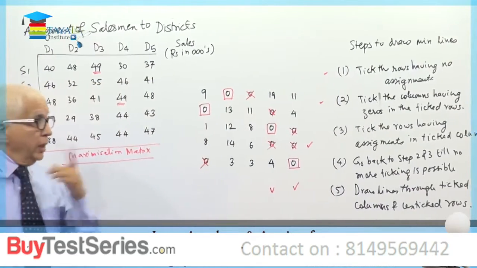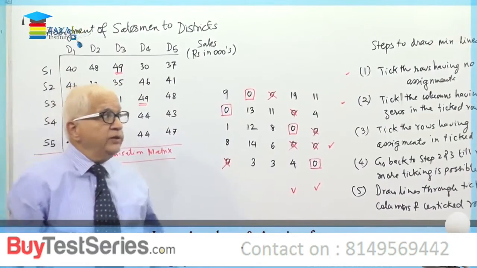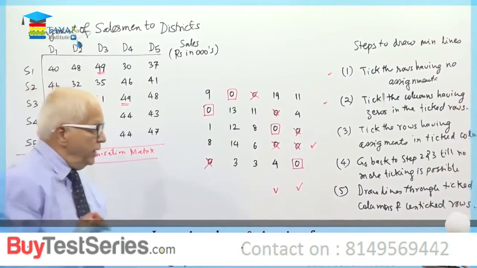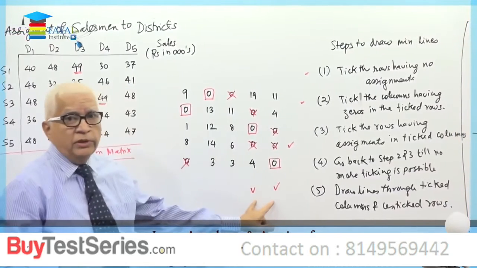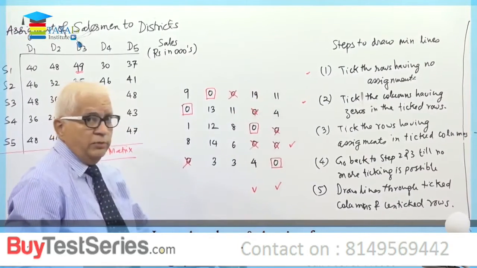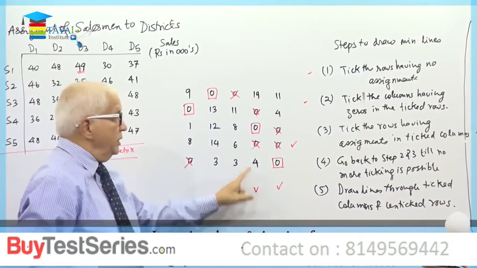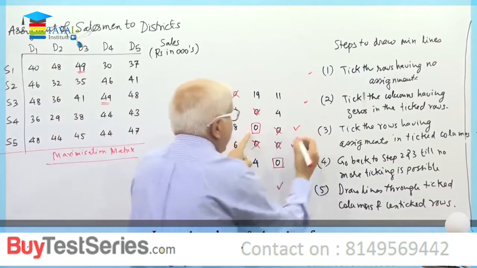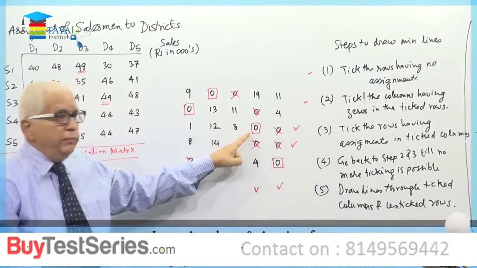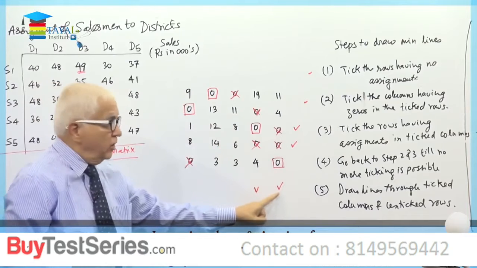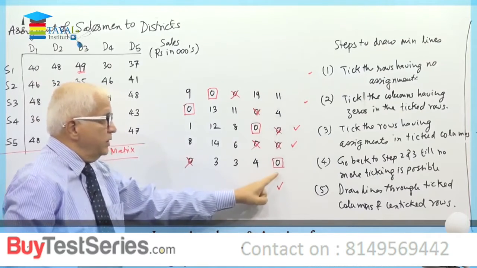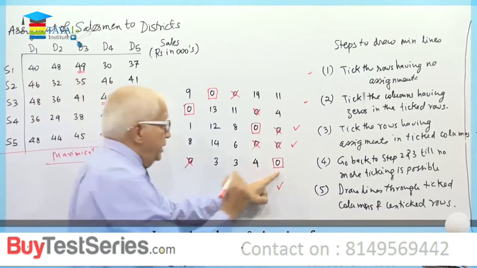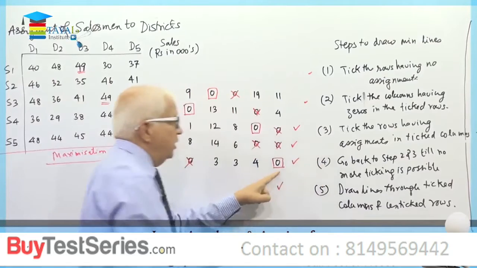Step number 3. Tick the rows having assignments in the ticked columns. What are the ticked columns? These are ticked columns. Are there assignments in the ticked columns? Yes. In this ticked column, this is an assignment. Correct? So tick the row which is having an assignment in the ticked column. Examine this ticked column. Is there an assignment here? Yes, this is an assignment in the ticked column. Tick the row having assignment in the ticked column.